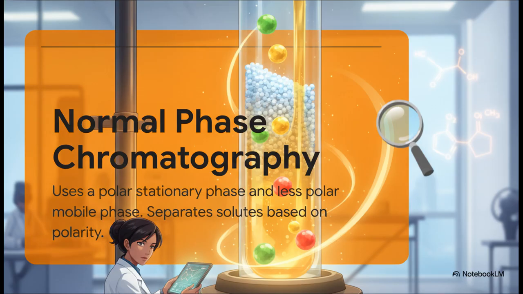The golden rule to remember here is polarity. The neutral solutes in our sample are separated entirely based on how polar they are. It's simple. The more polar the solute molecule, the longer its retention time. Basically, it stays trapped inside the machine way longer before washing out.